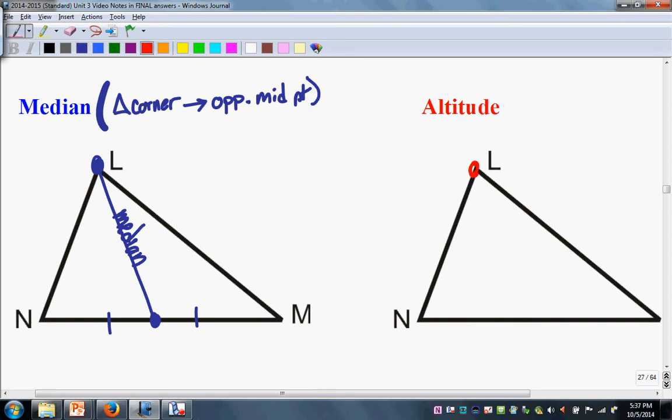An altitude always goes from a triangle corner to a right angle on the opposite side. An altitude: triangle corner, right angle on the opposite side. That's an altitude.